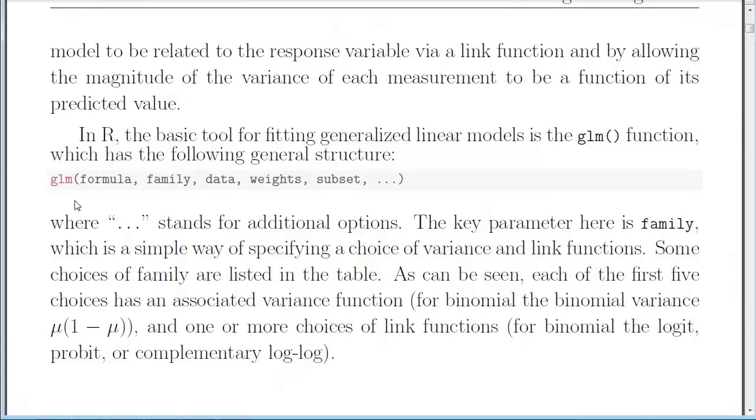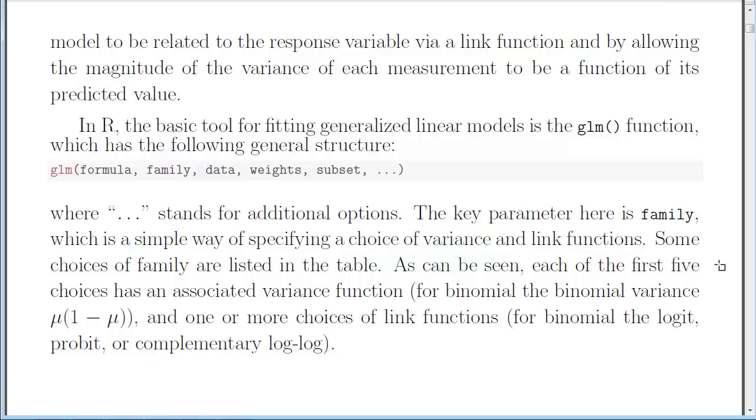In R, we've been using the function LM, and now we can use the function GLM, which is for generalized linear model. It has this structure. It has a formula, the way we've had a formula before, basically y tilde and then the set of x variables, and the data, and that's all we really needed in the linear model function. In the linear model function, we also have weights and subset. But what's special here is the family. That's the key parameter. It's a way of specifying what distribution we think we're modeling with the response variable.